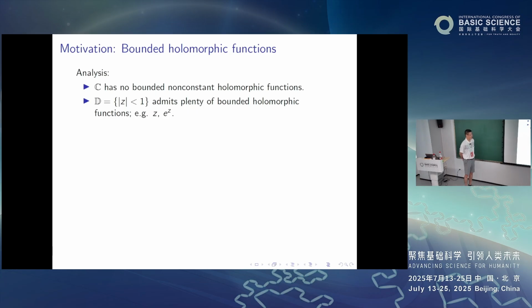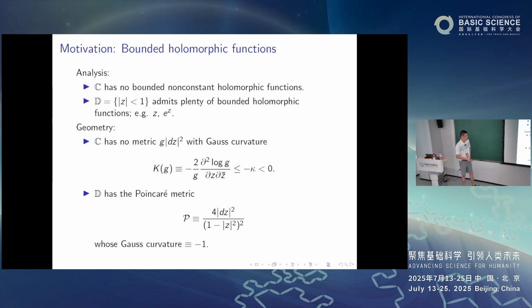On the other hand, by the Riemann mapping theorem, any simply connected domain in C, as long as it's not the whole C, is biholomorphic to D. Then the second fact means that those simply connected domains, other than C, also admit bounded holomorphic functions. So it's less trivial, thanks to Riemann. Okay, this is from the analysis point of view.